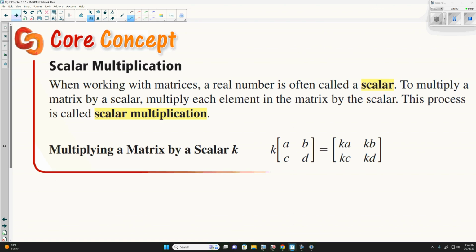Scalar multiplication. Ready for this? When working with matrices, a real number is often called a scalar. Y'all have heard of scalars before because we can scale something up or we can scale it down. We can make it bigger or smaller. To multiply a matrix by a scalar, multiply each element in the matrix by the scalar. This process is called scalar multiplication.